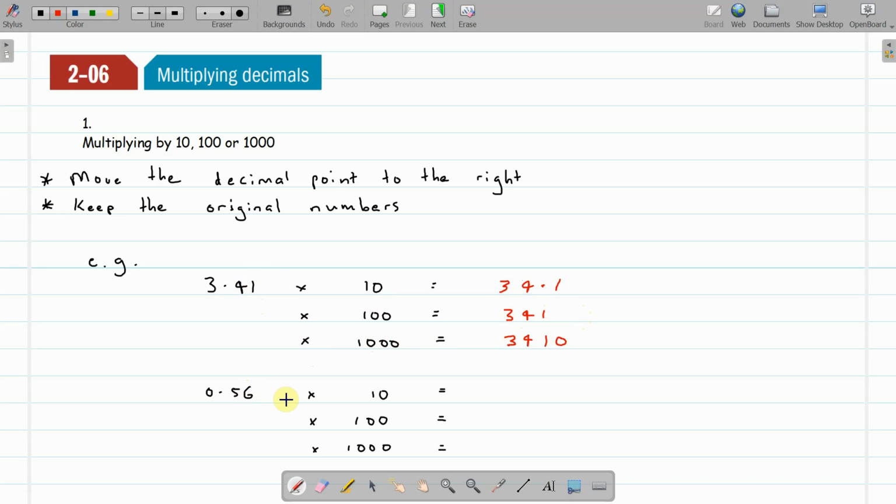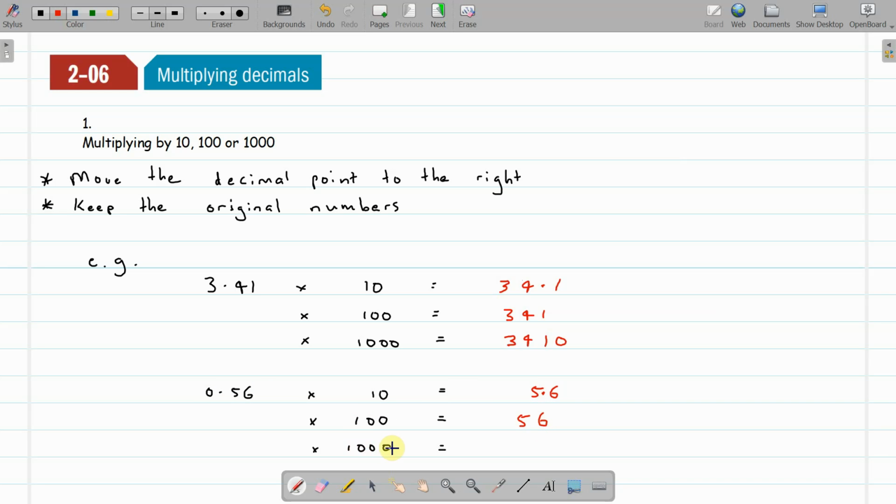Okay, 0.56 times 10, we'll just keep the 5 and the 6, because once you move the decimal point to the right here with the 0 point, that 0 point disappears. So the decimal point goes between the 5 and the 6. No need for anything else. Okay, times 100. Just use the 5 and the 6. 2 places to the right for this one. 1, 2. So it's after the 6, and once it reaches here, don't need it.